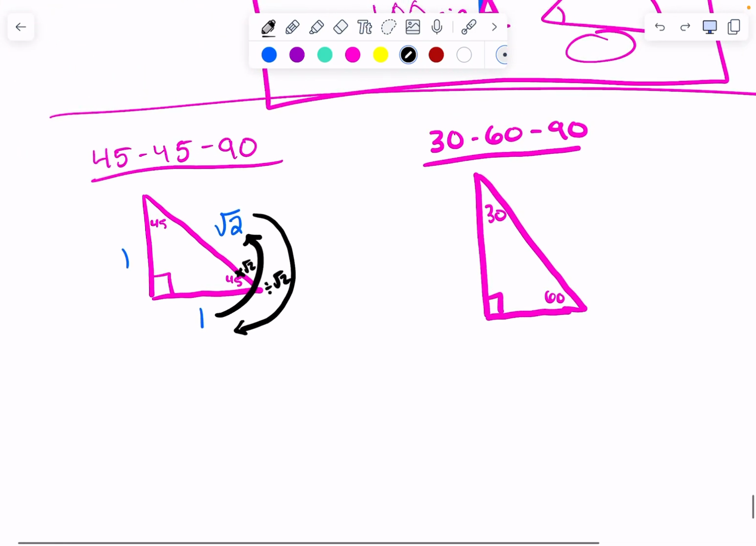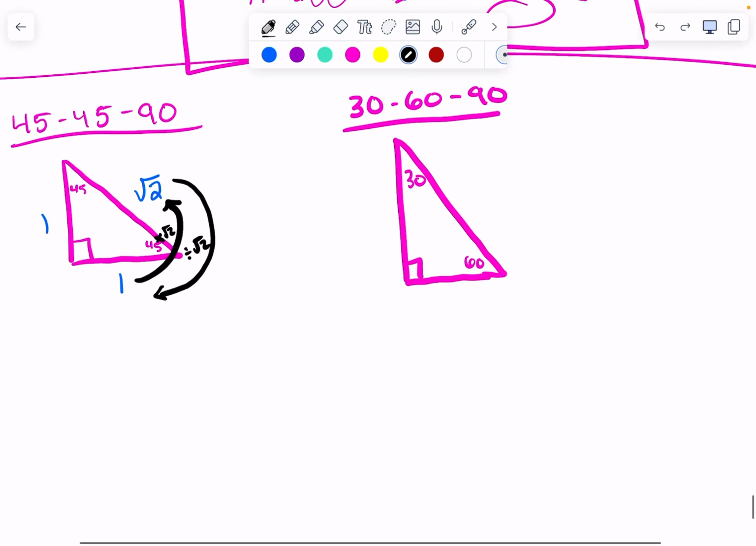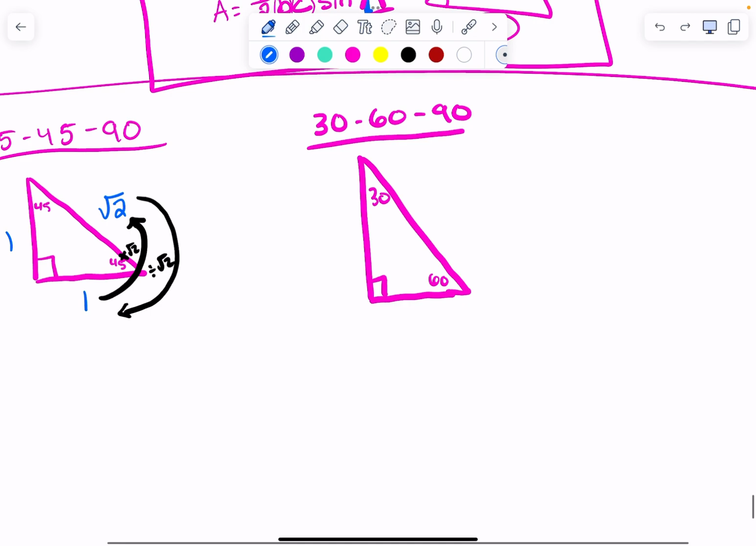Okay. Are we ready to go over? Yeah. 30, 60, 90, what are his sides labeled? 1 is the bottom. 2 is the, oh, no, hypotenuse. 2 is the hypotenuse, because 2 is bigger than the square root of 3, which is the tall side. Okay, 1, 2, square root of 3.